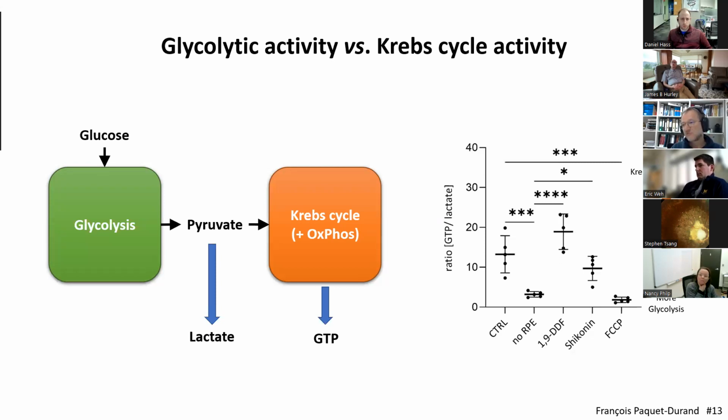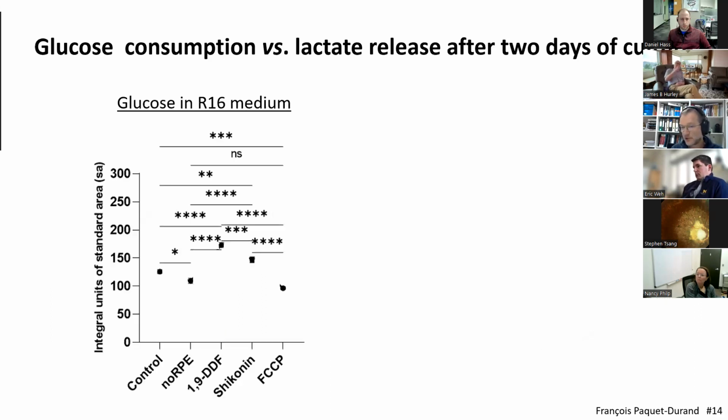Okay, so this is one way of looking at it, but it's perhaps not the best way of analyzing this rather large data set. So another thing that we looked at is the glucose consumption in the medium in which the retina was sitting. So we have these different conditions. Unfortunately, we didn't have a very good standard for measuring glucose in the medium. So this is arbitrary units.